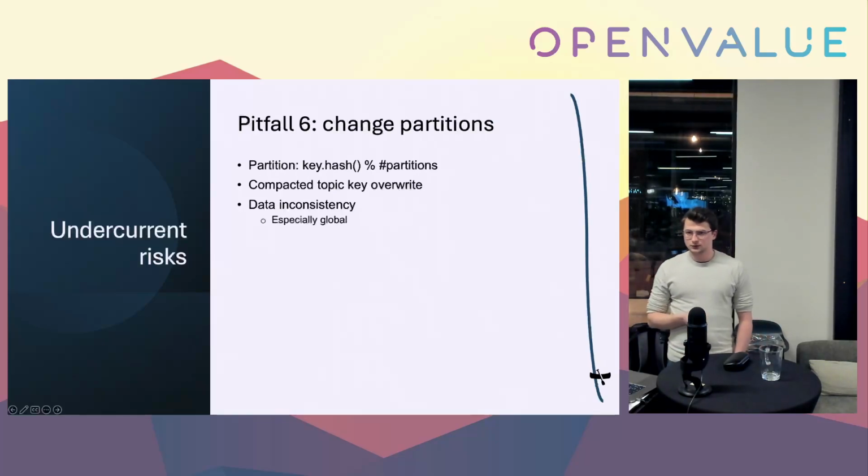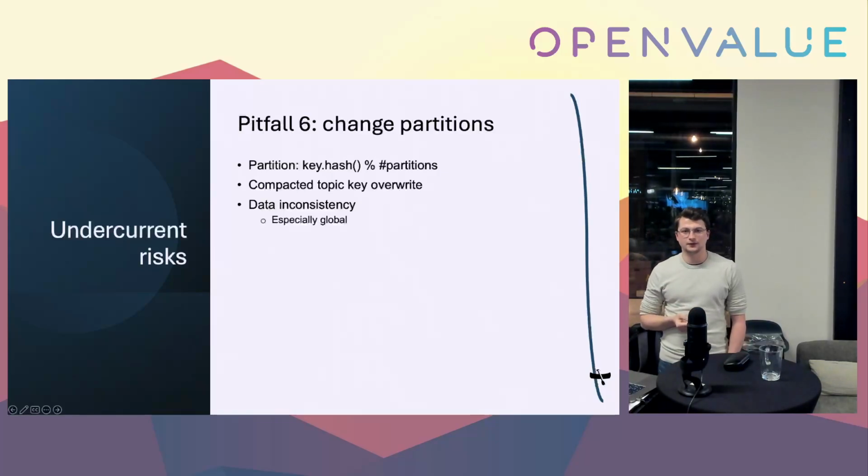The last one, which is also a nasty one, is if you change the partitions. As I said before, your partition is determined by the key. So you do a certain hash on that key, and then you do a modulo on the number of partitions. If you change the number of partitions, that modulo changes. So that means it will end up on a different partition. Especially if you use a compacted topic, it overrides the same key, but only on that partition. So it's not global for the whole table, for the whole topic. It's only on that partition number.